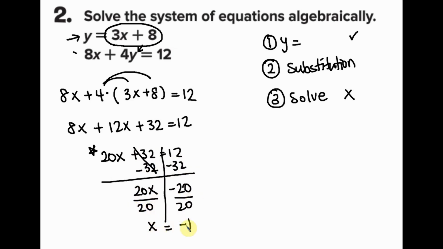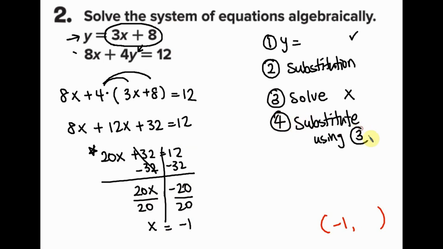So now that you know one part of the answer, that x is negative 1, I still need to find what happens to your y value. Now that you found the x, you can plug it into either of the equations, so that's up to you. The fourth step was to substitute what you found in number 3.